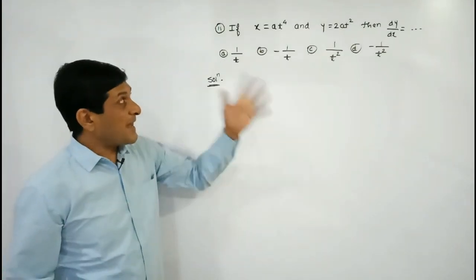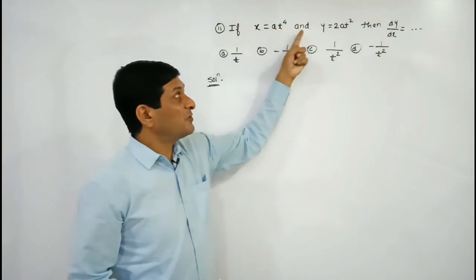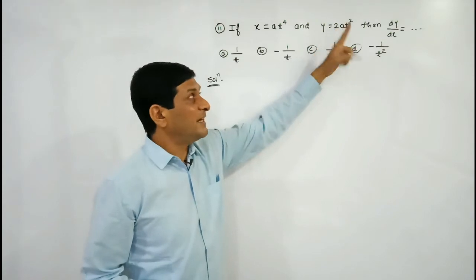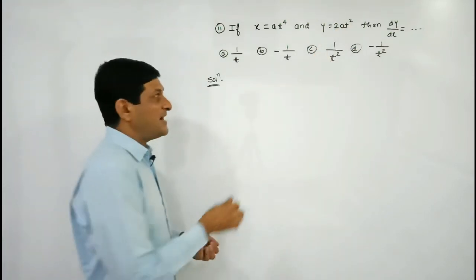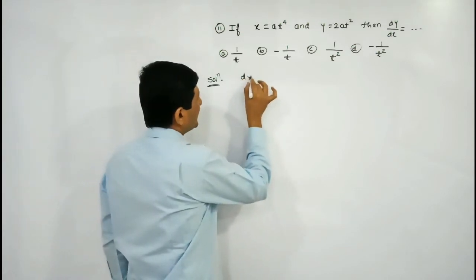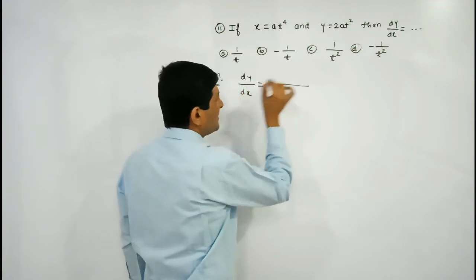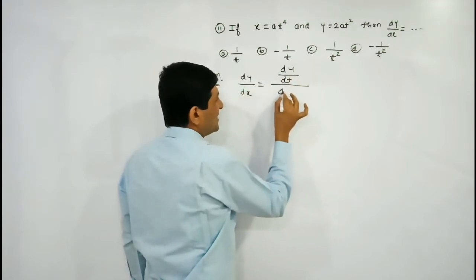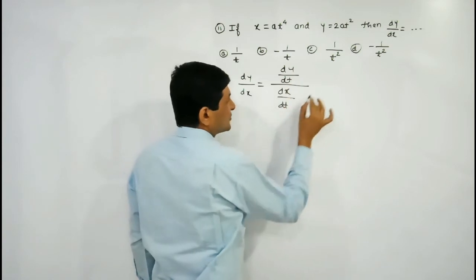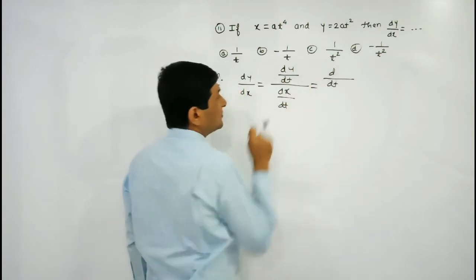Now see the last example from the MCQ. In this case, it is a parametric function. x is equal to a into t raised to power 4 and y is equal to 2at square. Using this condition, the question is to find dy by dx. So here we are applying the theorem to find the derivative of a parametric function. What is that theorem? dy by dx is equal to dy upon dt divided by dx upon dt. So it is equal to d by dt, keep it as it is, just replace y by its value.